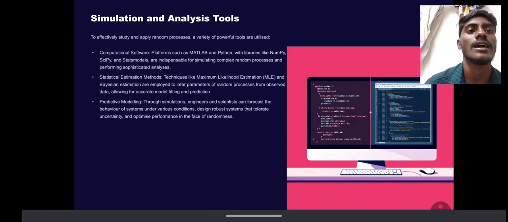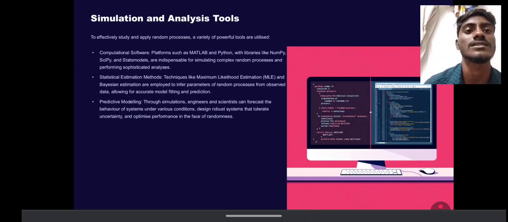Simulation and analysis tools to effectively study and apply random processes. A variety of powerful tools are utilized. Computational software platforms such as MATLAB and Python, with libraries like NumPy, SciPy, and statsmodels, are indispensable for simulating complex random processes and performing stochastic analysis.